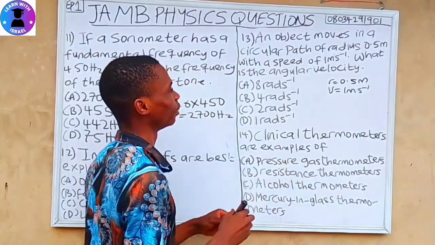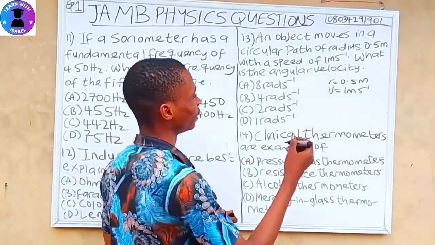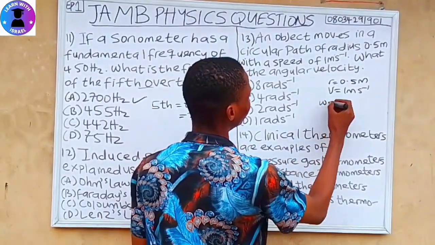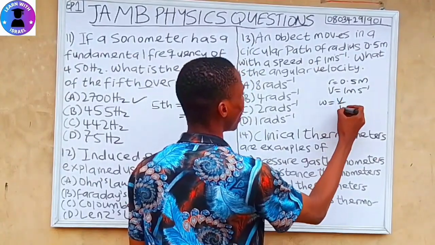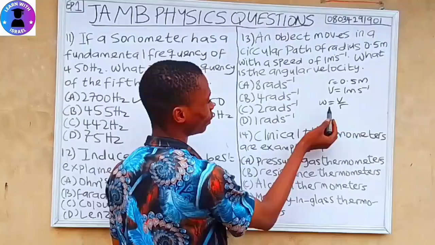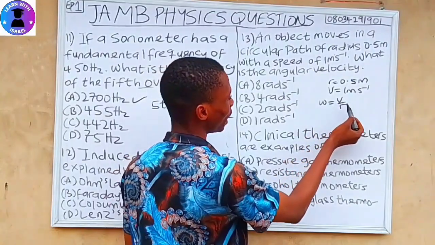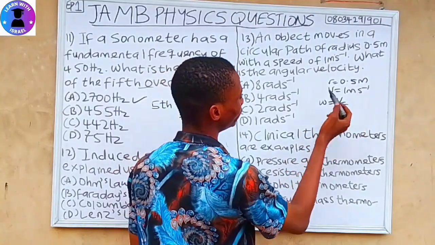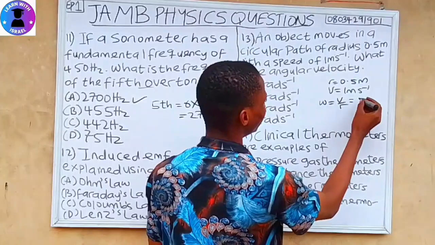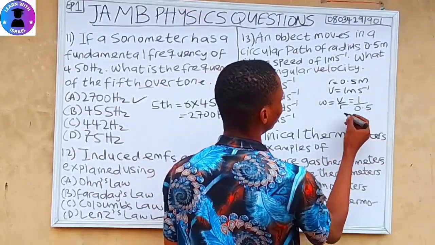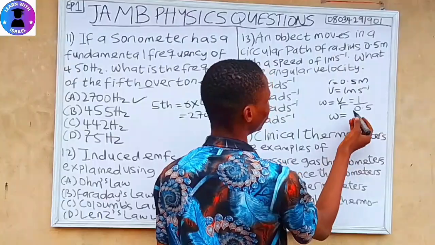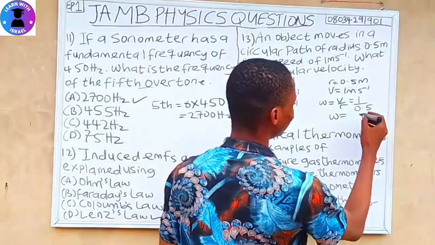What is the angular velocity? The formula for angular velocity is ω equals v over r. This is the angular velocity, this is the velocity, and this is the radius. Let's input the values. Our v is 1 and our radius is 0.5. So our angular velocity equals 1 divided by 0.5, which is 2.